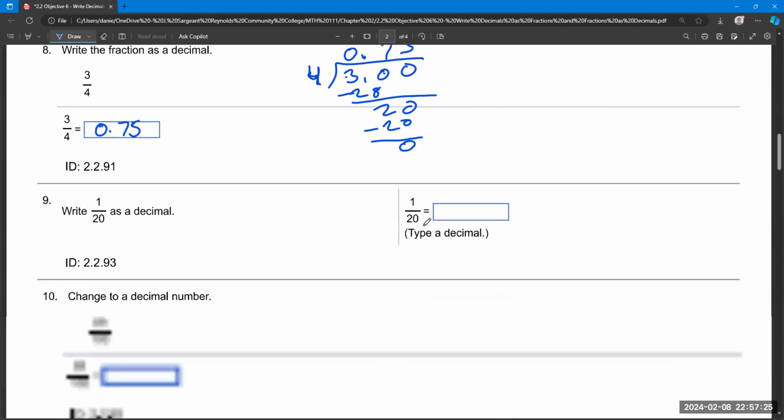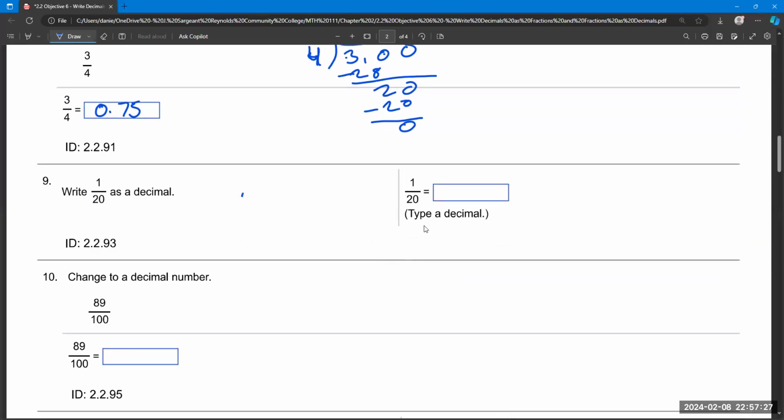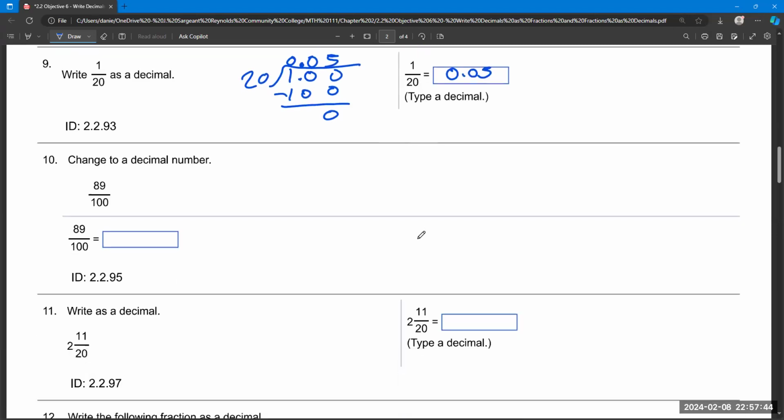And there we go. Let's write 1/20th as a decimal. So 20 doesn't go into 1, it doesn't go into 10, it does go into 100 5 times. So the answer is 0.05 or 5/100ths. 89 hundredths, that's easy enough. You can just read that like so.